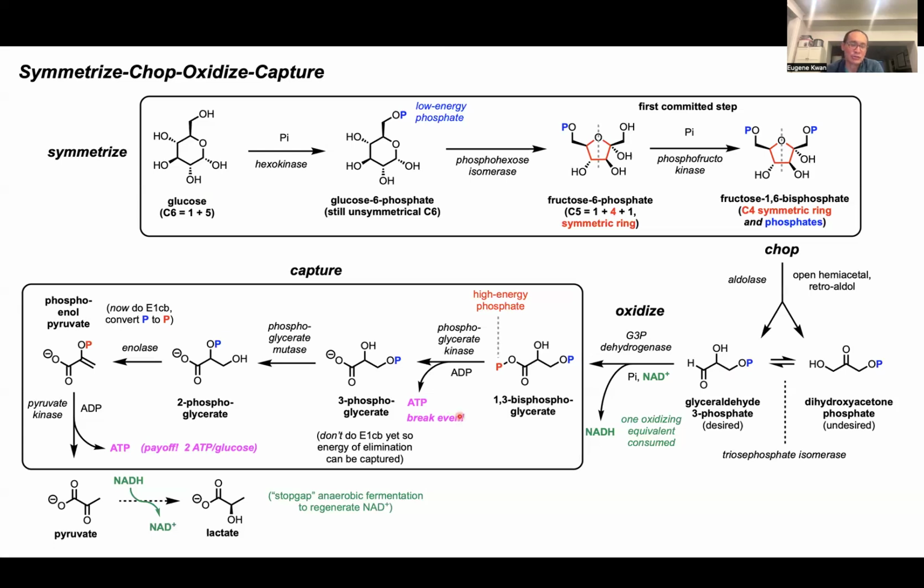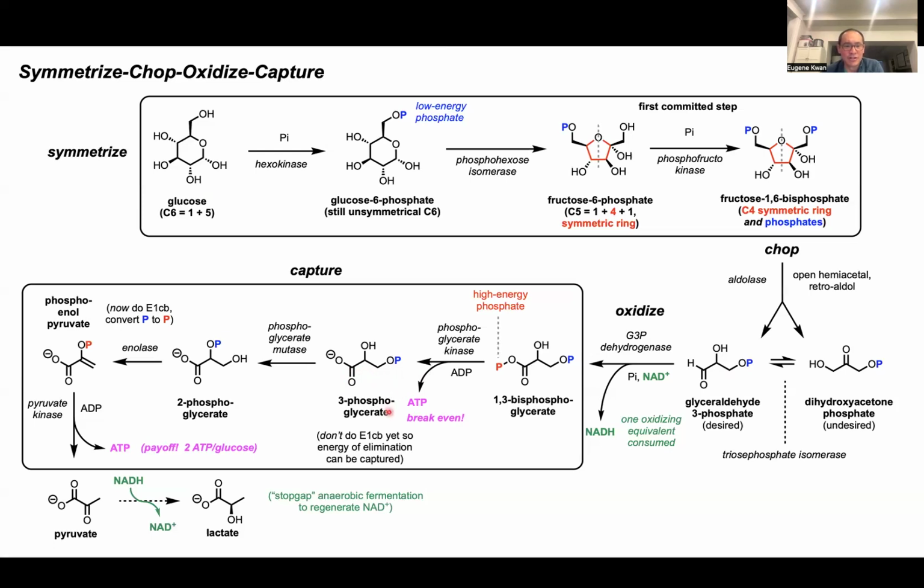And now we need to get to pyruvate. And as I said, you don't want to do E1cB. The phosphates are not there to be good leaving groups. Because if you do that, then you're going to generate low energy inorganic phosphate, and you've just lost the energy. You're not harvesting anything.